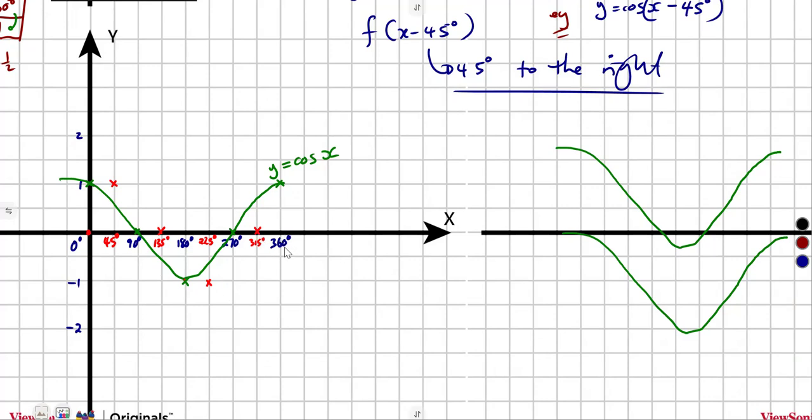What was happening at 360, to the right, we add 45. That is going to be 405. But it is now out of the interval. But it was supposed to be 405 versus 1. 360 versus 1, now 405 versus 1.